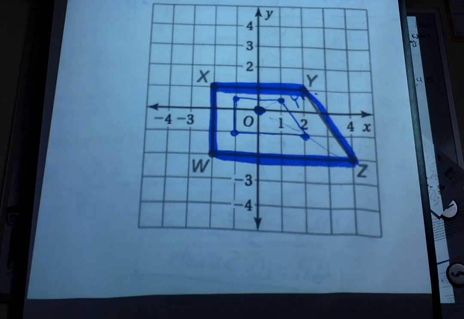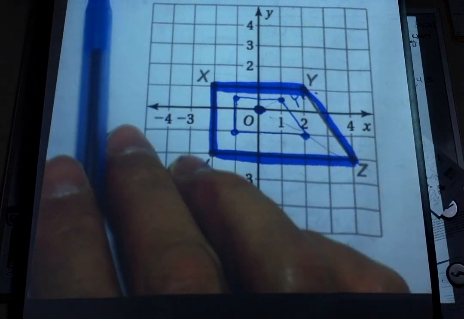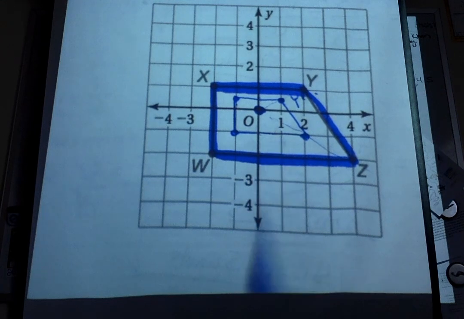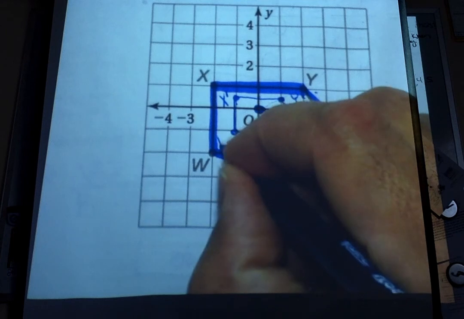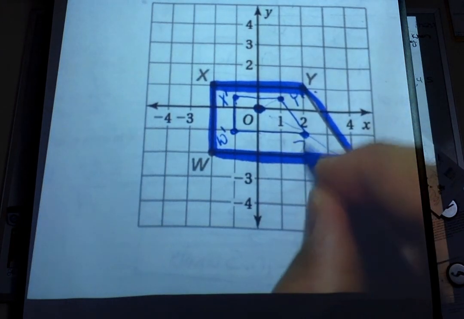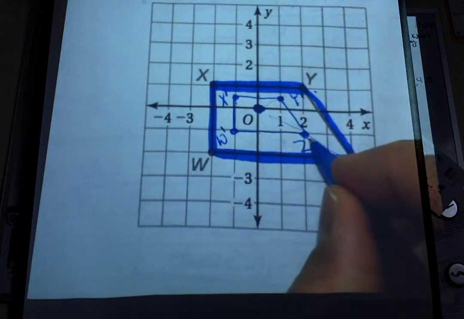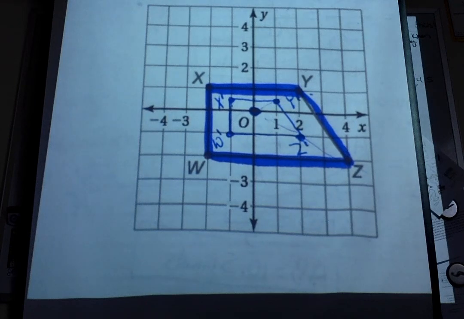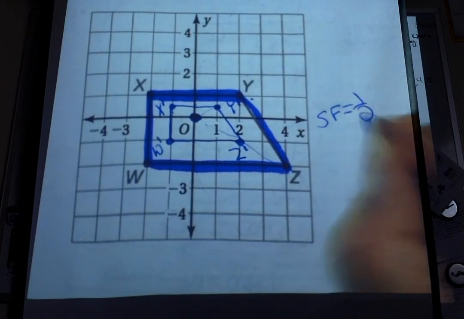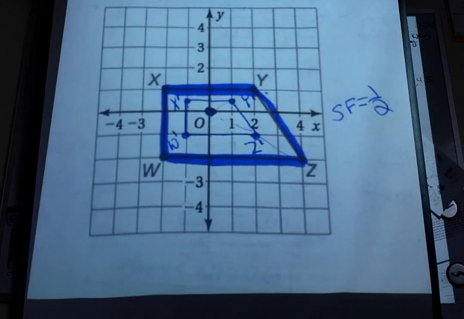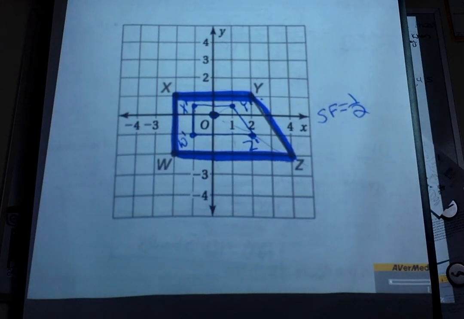We just completed a dilation. So this point would be x prime, w prime, z prime, and I already have y prime. So we shrunk it with a scale factor, SF equals 1/2. That's it, all we have to do for that problem.